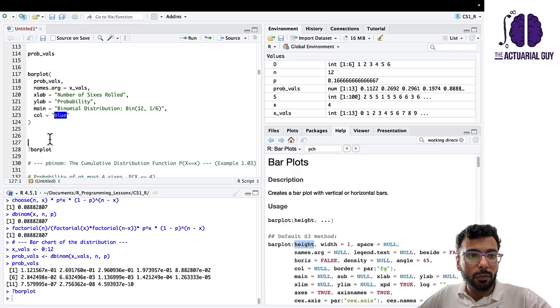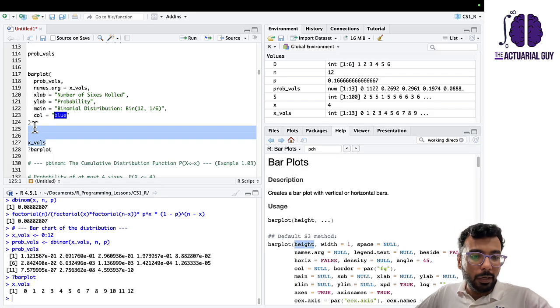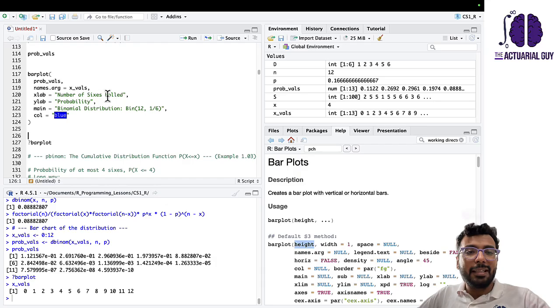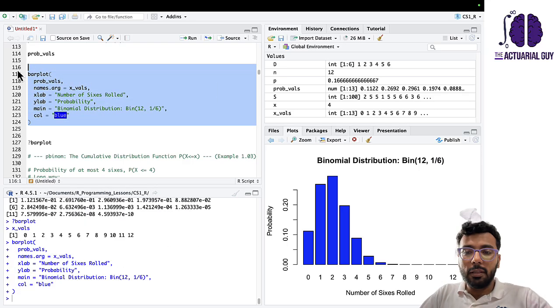Let me quickly show you this. This is something we defined, so it's going from 0 to 12, this vector. Then you have your x label, which would be number of times you have rolled a 6. Y label is the probability, which is what we put in the height or the y-axis. The main title is the binomial distribution with binomial 12, 1 by 6, and the color is blue. You can put in any color. Once you run this, you will see this graph. So now it's much more intuitive.